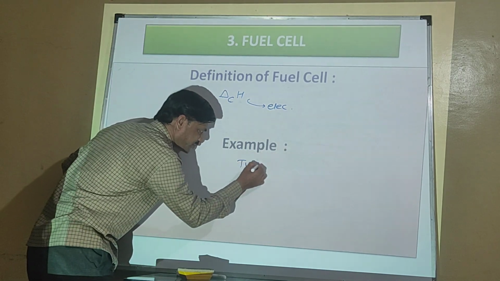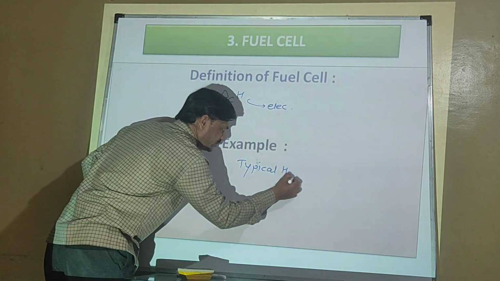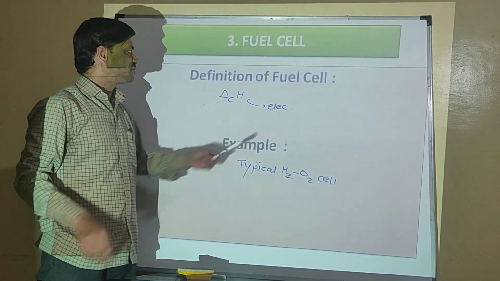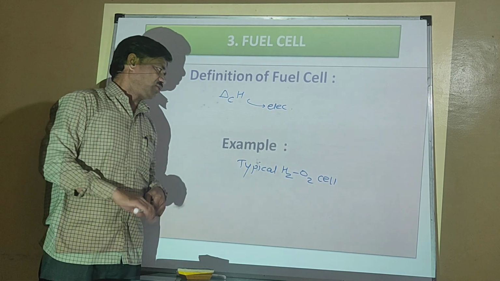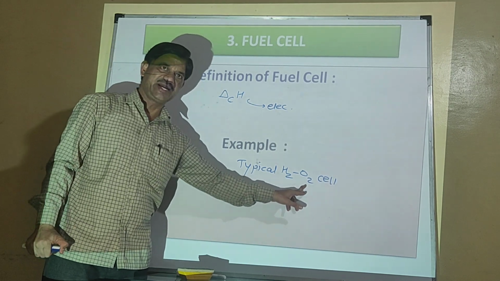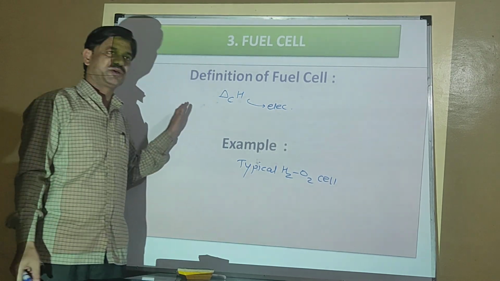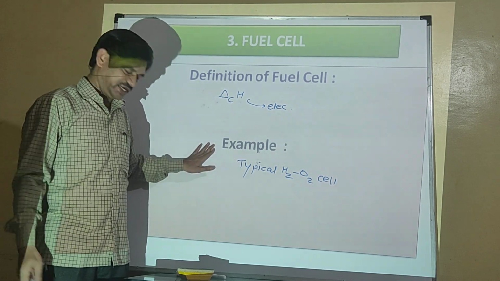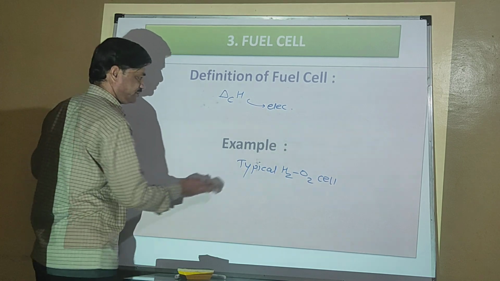What is the best example? Remember this one. Typical hydrogen oxygen cell. This is an example of which cell? Fuel cell. What are we using here? H2 gas and O2 gas. So remember this part. What do we mean by fuel cell? What is the corresponding example? Check the next point.